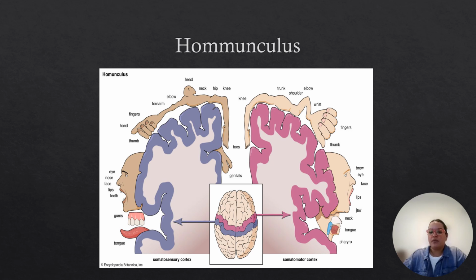But lower limbs are going to be there in the midline for both motor and sensory. Arms are going to be on the lateral aspect of the hemisphere around C3 and C4. And then the face, it's going to be around that T3, T4 as well. And then you have the tongue, which is going to be more inferior.